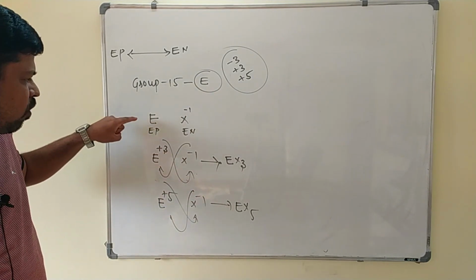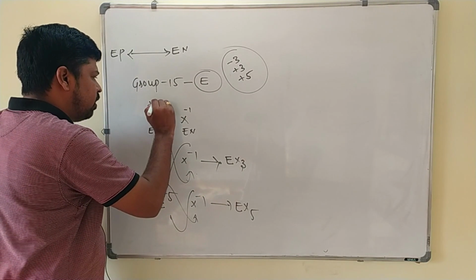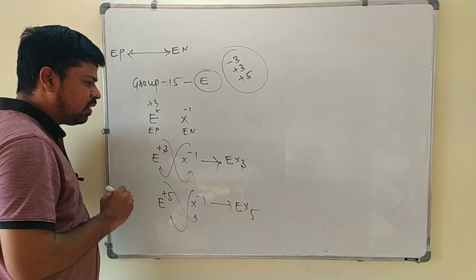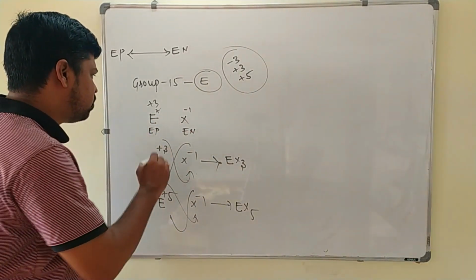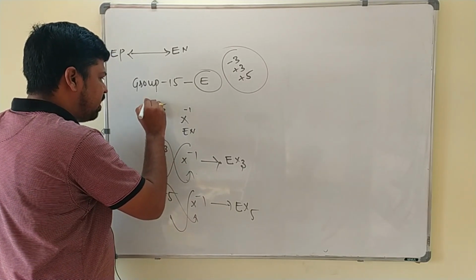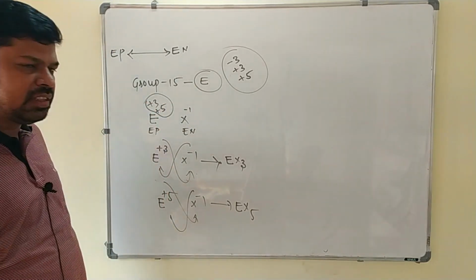So with the group 15 elements, they will show what here? +3, sorry, with the group 17 elements. So with the group 17 elements, they will show what? +3 and +5 oxidation state.